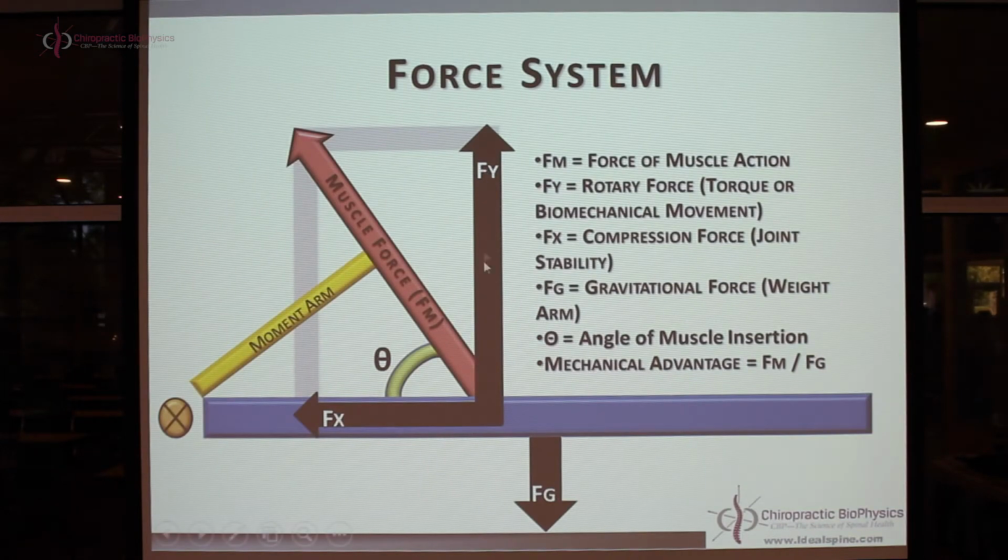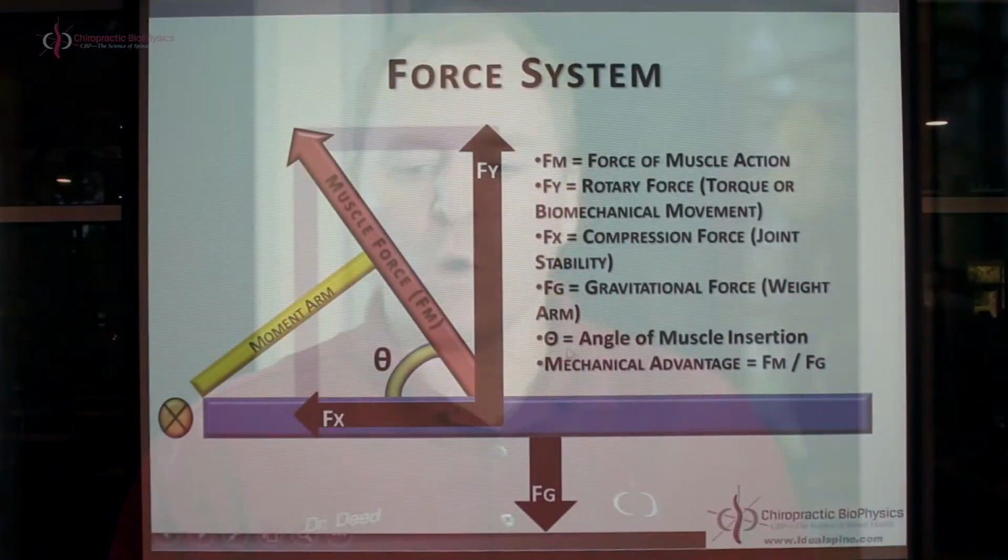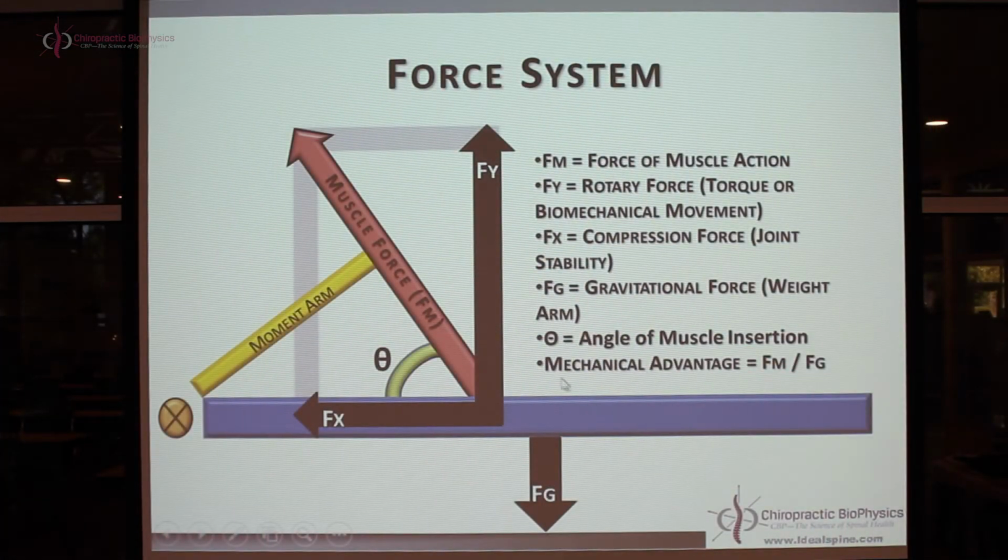Fy is showing this particular concept. Fx is the compression load experienced at the joint. Here it's saying that this creates joint stability. Well, yes, compression loads on the spine do stiffen and create stability, but that compression load can also increase at a rate that's too large, and it can create complex problems. So Fx is my compression load. And then Fg is the gravitational force, or what's called the weight arm, and that's acting straight down. The theta here is the angle of muscle insertion, and then the mechanical advantage of the system would be Fm divided by Fg.